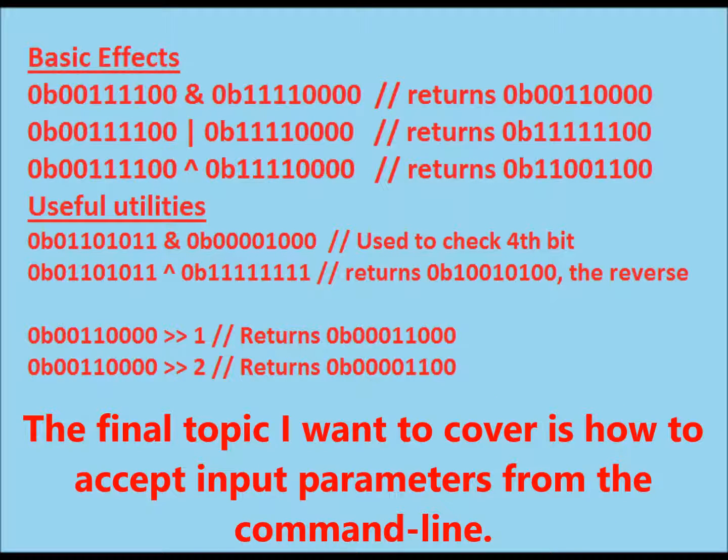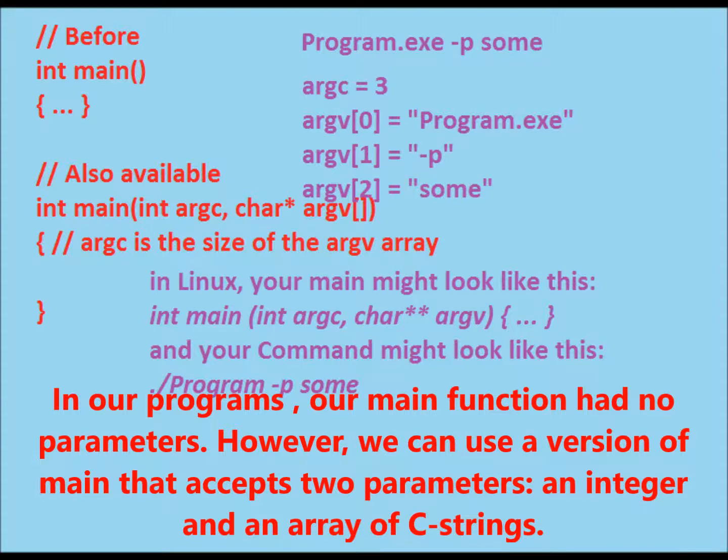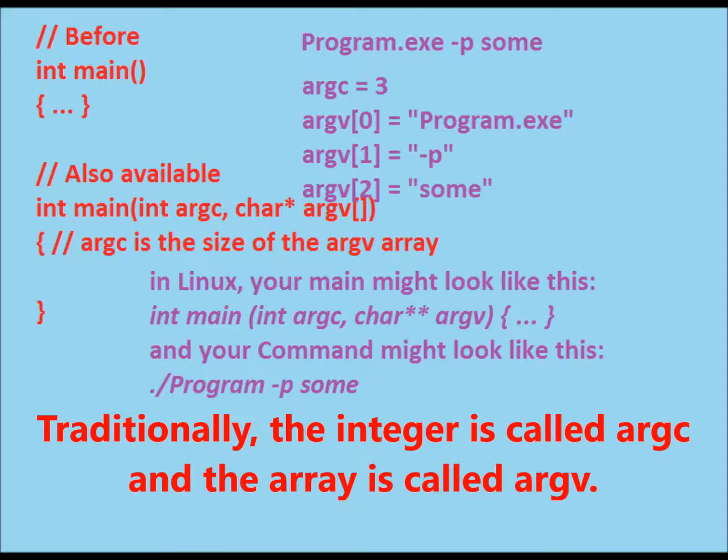The final topic I want to cover is how to accept input parameters from the command line. Sometimes you might launch a program with multiple parameters. There is a way to process those parameters in your program. In our programs, our main function had no parameters. However, we can use a version of main that accepts two parameters, an integer and an array of C strings. Traditionally, the integer is called argc and the array is called argv.